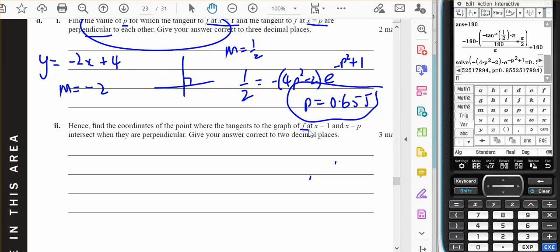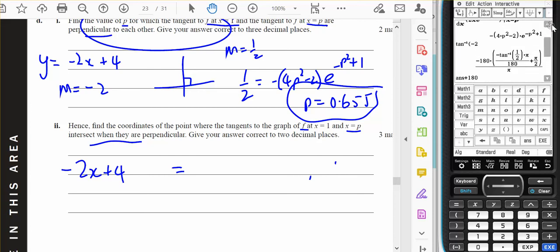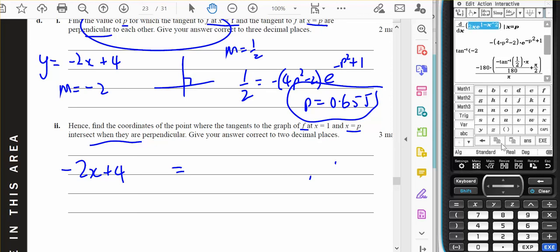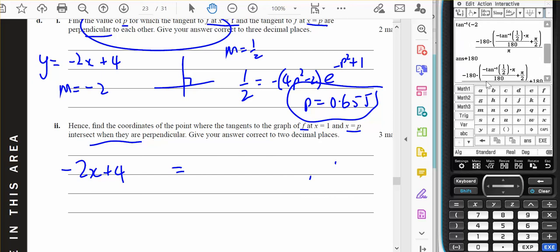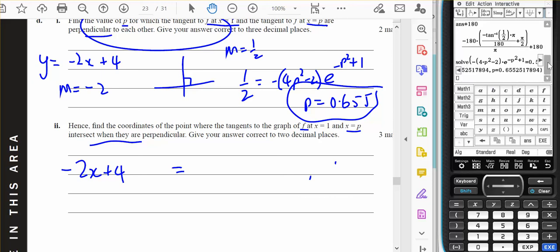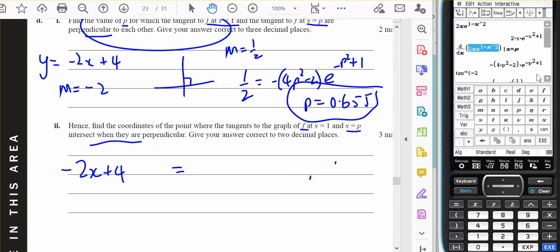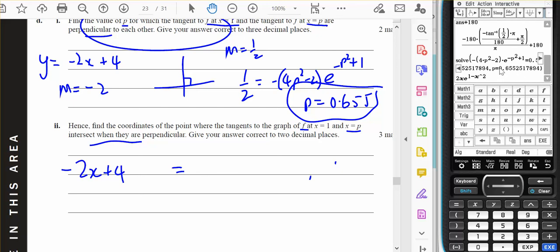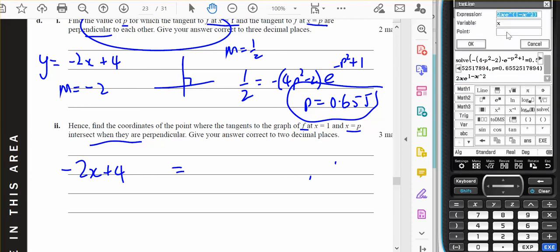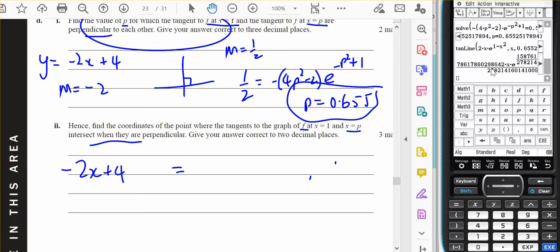Hence, find the coordinates of the point where the tangents of f at x equals 1 and x equals P intersect when they are perpendicular. So I've got the line of minus 2x plus 4, and I'm going to have the line of the perpendicular at this value of p. So I'm going to copy that, and move that expression down. I can copy this up from up here. Copy, paste, and now I'm going to copy this, select this. I'd like to find the tangent line at the point where P equaled. So that gives me an expression for that equation.